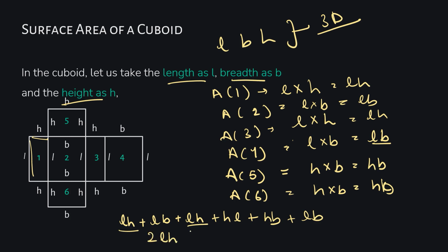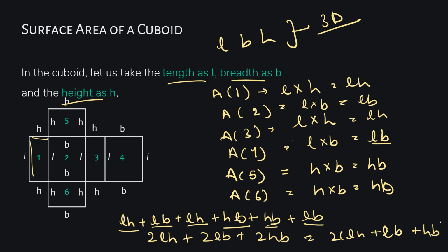We get 2 LH, and LB and LB we'll get 2 LB. Then we have HB and HB, not HL, it was HB. So 2 HB. Now we have got this. Now let us take 2 common: 2 times LH plus LB plus HB. Now we see that we have got the total surface area of a cuboid.